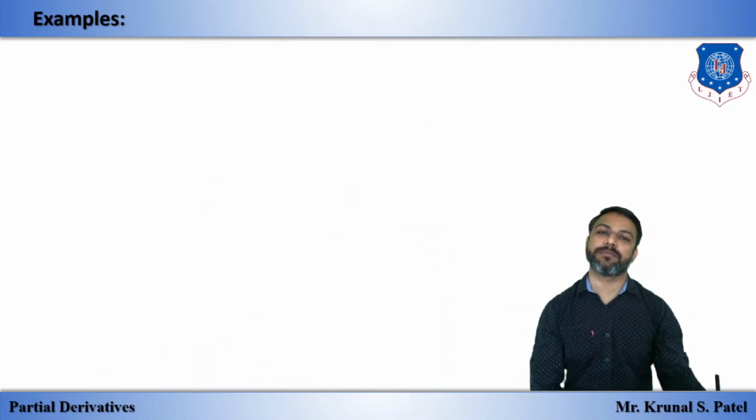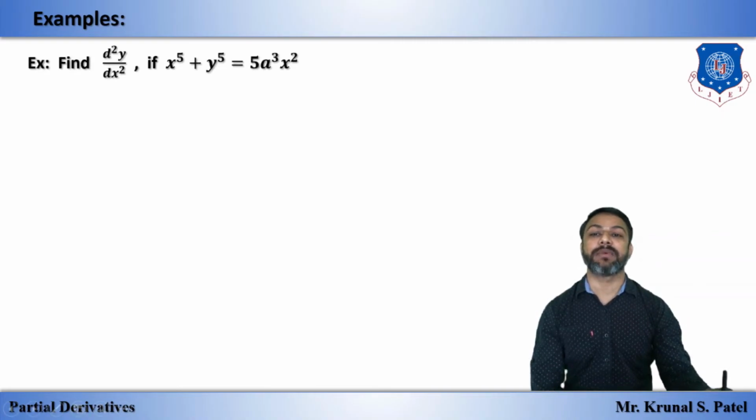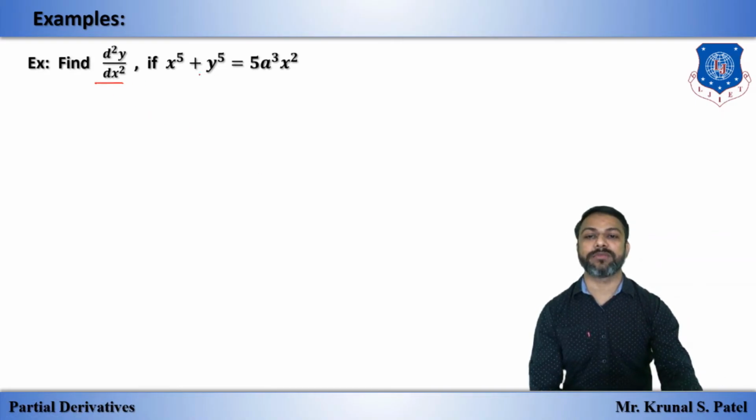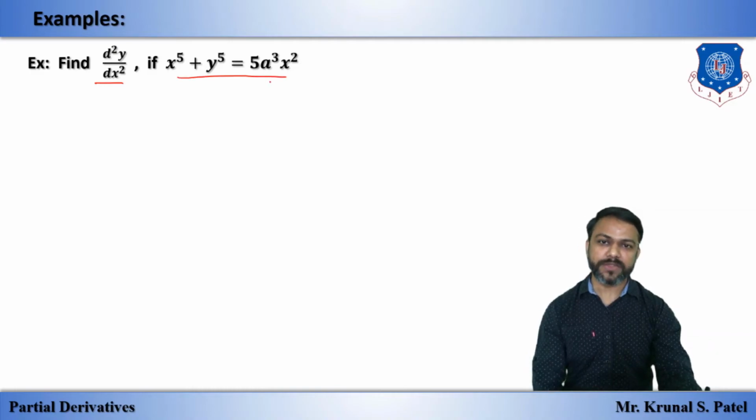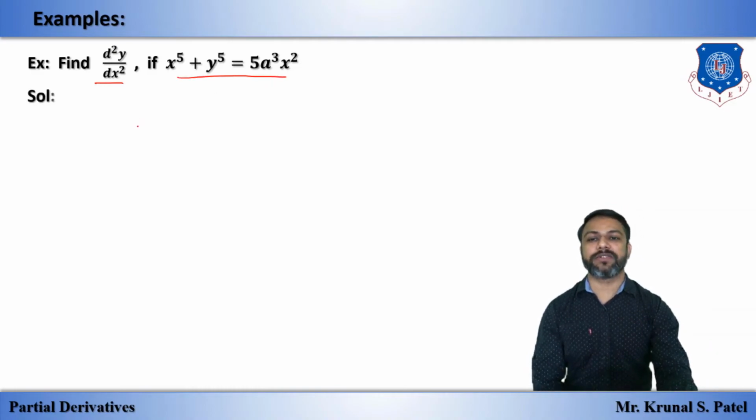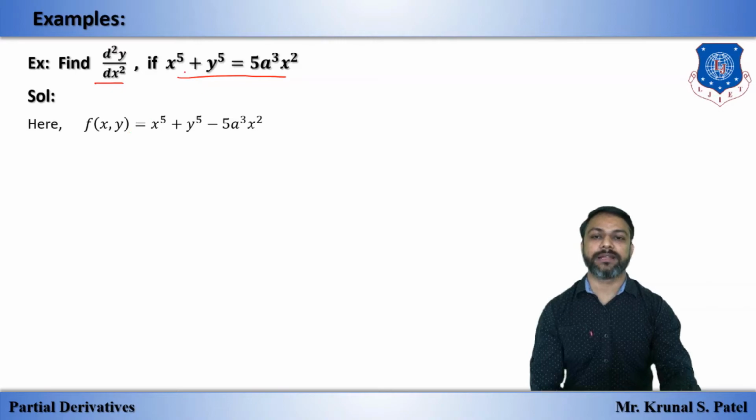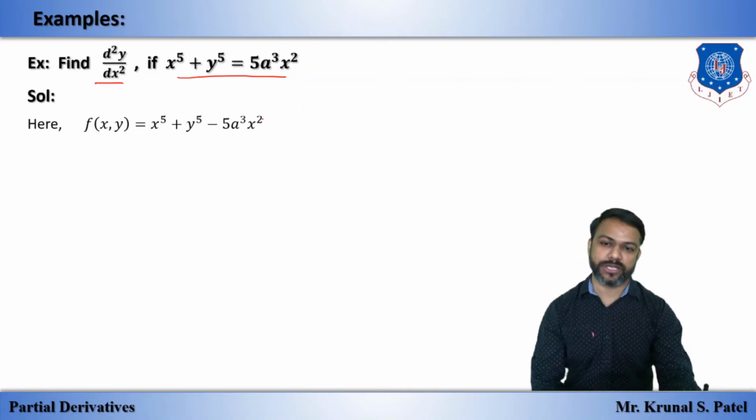Now one more example, to understand d square y by dx square from the implicit function. Okay, so first we will take f of x, y, that is x raised to 5 plus y raised to 5 minus this is equal to 0. You have to make it equal to 0 as given in the instruction.